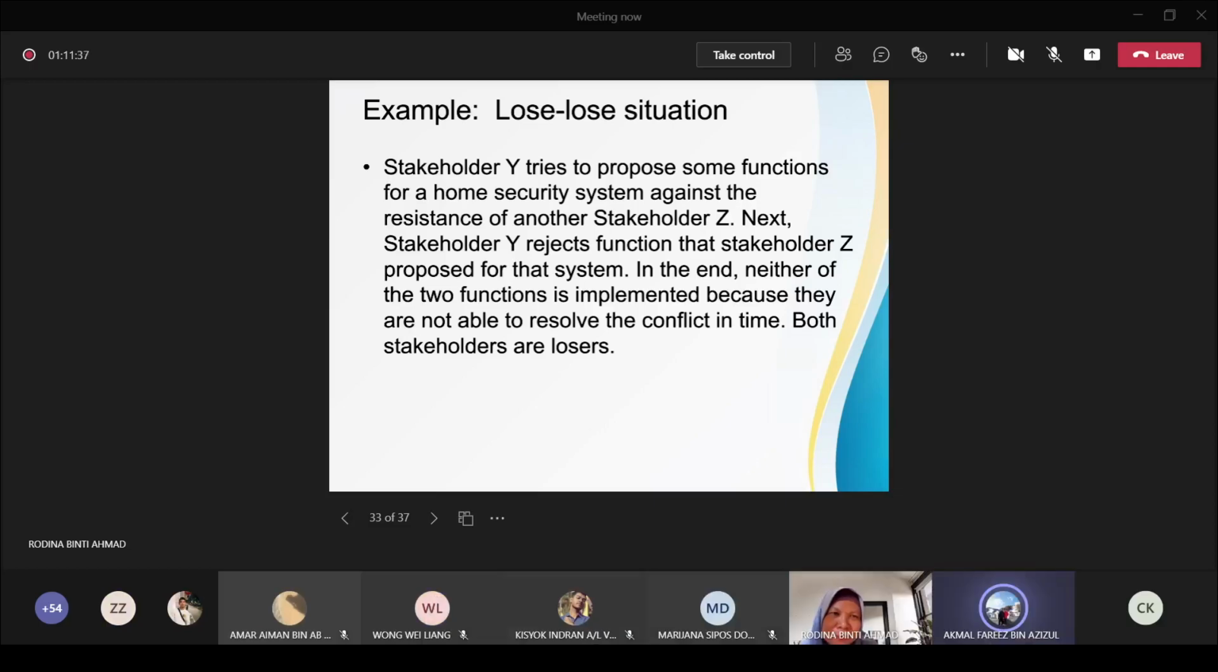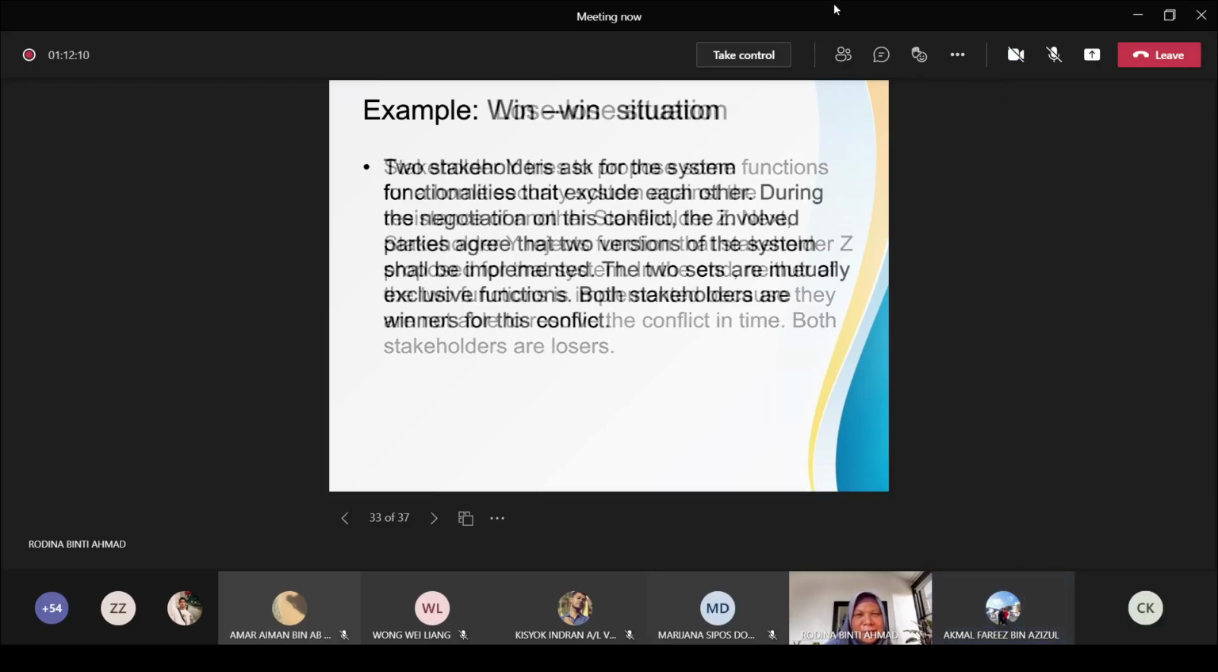Lose-lose situation. Stakeholder Y tries to propose some functions for a home security system against the resistance of another stakeholder Z. Next, stakeholder Y rejects a function that stakeholder Z proposed for that system. In the end, neither of the two functions is implemented because they are not able to resolve the conflict in time. Both stakeholders are losers. All right, so you agree with me? These are lose-lose situations? Yes, Doctor. Okay, thank you, Akmal. All right, the last one here.